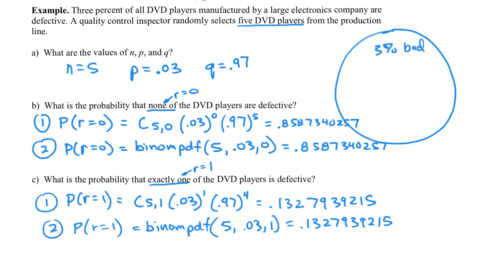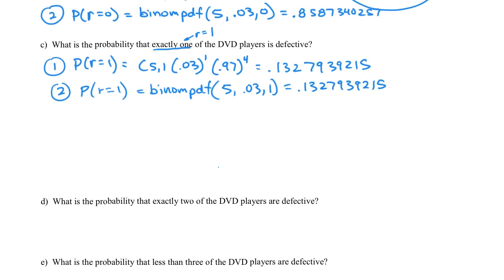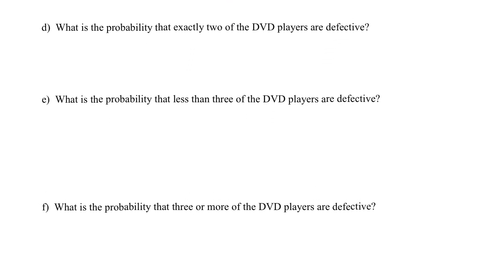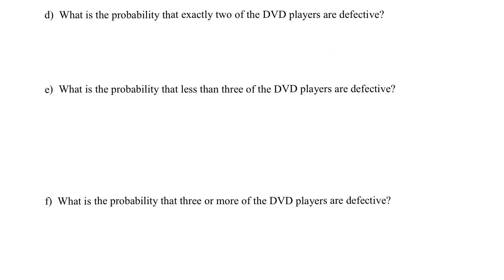So, okay. Then we've got the next part. What is the probability that exactly 2? So now we're probably going to get into a lower probability, right?